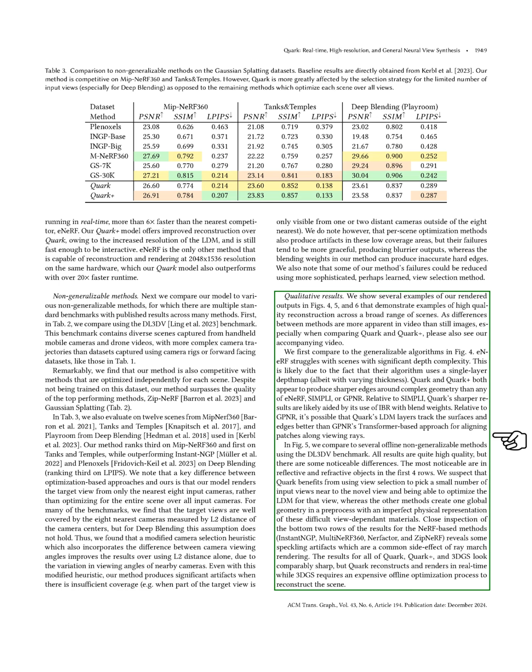In our comparison with offline non-generalizable methods using the DL3DV benchmark, we notice high-quality results but with some differences, particularly in reflective and refractive objects. We suspect that Quark's view selection allows it to optimize for a small number of input views, while other methods create a global geometry that may not accurately represent these challenging materials. Upon closer inspection of NRF-based methods, we see speckling artifacts common in ray-march rendering. Quark, Quark Plus, and 3DGS produce comparably sharp results, but Quark operates in real time, while 3DGS requires costly offline optimization.